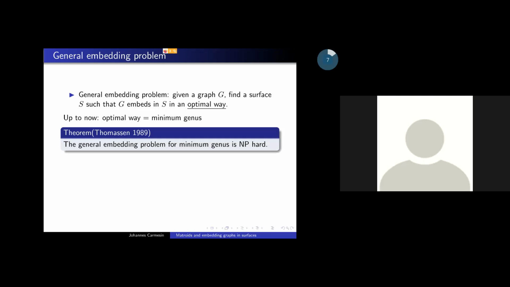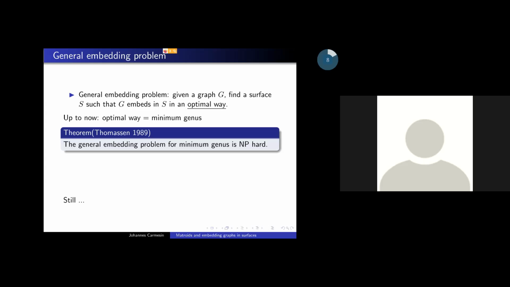However, in 1989, Thomassen proved that the general embedding problem for surfaces is NP-hard. So there isn't any way to find an efficient algorithm that, for a specific graph, constructs a surface of minimum genus such that the graph embeds into that surface. So very, very different: for the specific problem there is a linear time algorithm, and for the problem where the surface isn't specified, it's NP-hard.